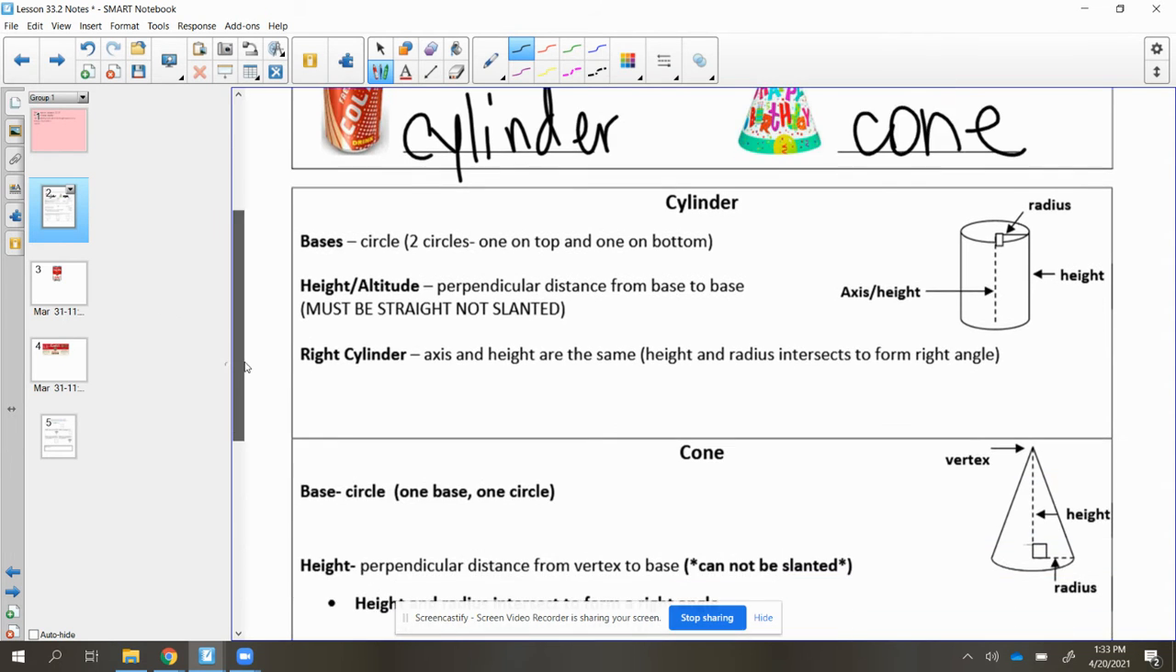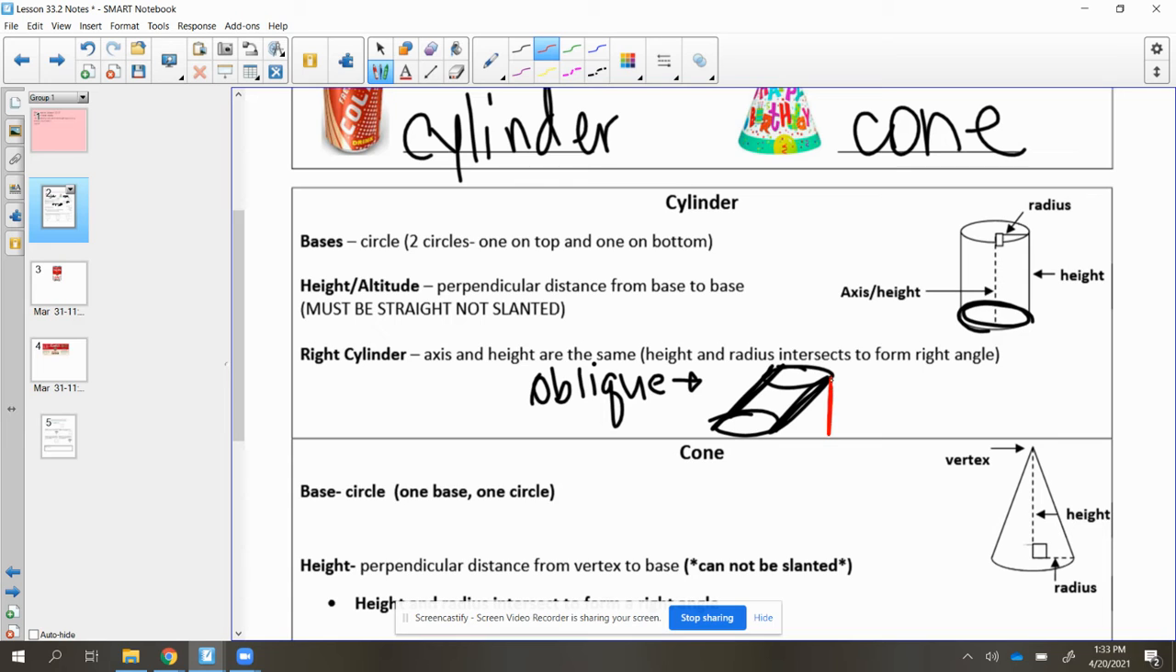Now, with a cylinder, we have two circular bases, one on the top and one on the bottom. And the height is considered the perpendicular distance from the base to the base. Must be straight, not slanted. So notice we would call this a right cylinder to the right. Otherwise, sometimes it's very rare, but sometimes you see what we call an oblique cylinder. Think about if you have stacked a bunch of quarters on top of each other and they started to slant, that's an example of an oblique cylinder. And when they say the distance between the bases has to be perpendicular, this would be considered the height.